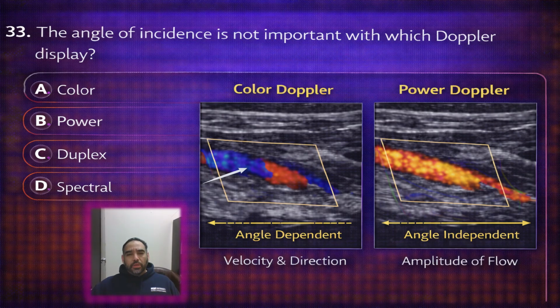D was spectral, and so spectral Doppler just measures the peak systolic velocity, end diastolic velocity, and flow direction. So all of these require angle correction. So again, spectral Doppler is definitely angle dependent. So if the display measures velocity, the angle matters in that case. If it displays a signal strength only, angle doesn't matter. So remember that power Doppler equals amplitude display, so no angle dependence is required.